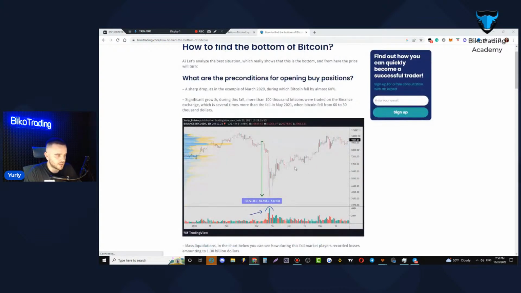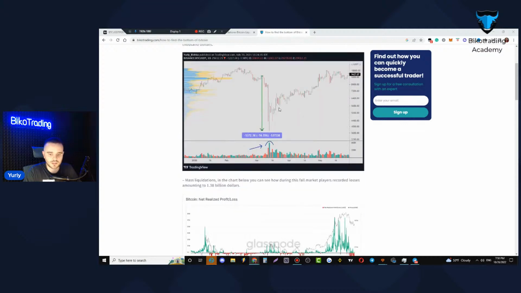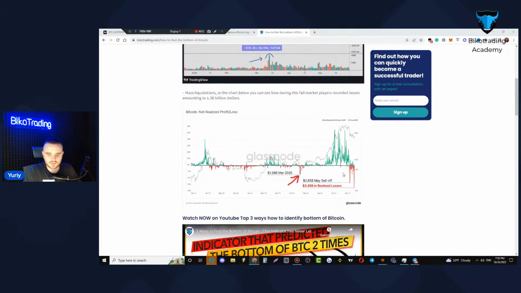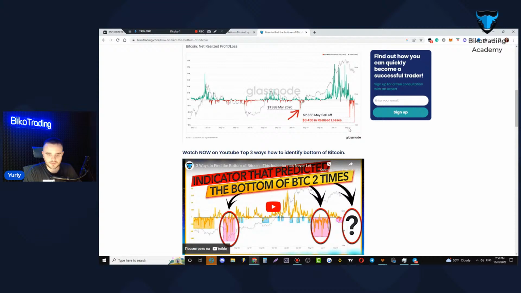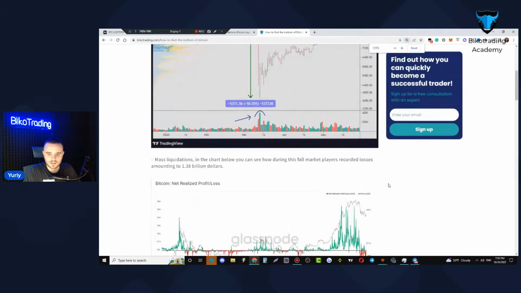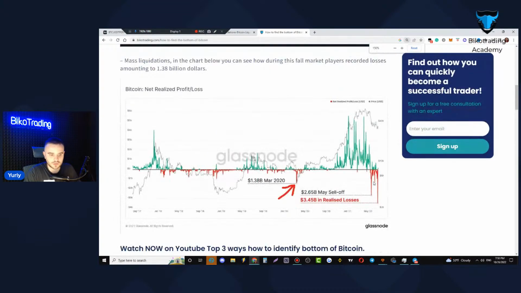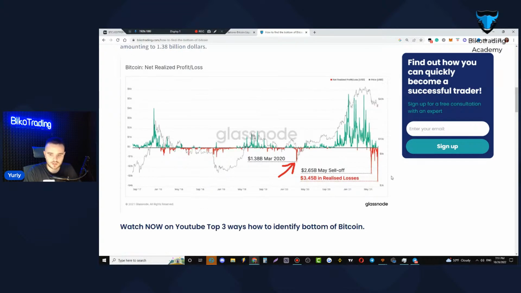There are two major ways to find the bottom of Bitcoin. The first one is after massive liquidation. It is like this one in this picture, when some players sell off a really huge amount of coins, like it was during June 2021, as it was during March 2020. And also it was during January 2019, when Bitcoin crashed from 6,000 to 3,000. There also were massive liquidations compared to the size of the market.